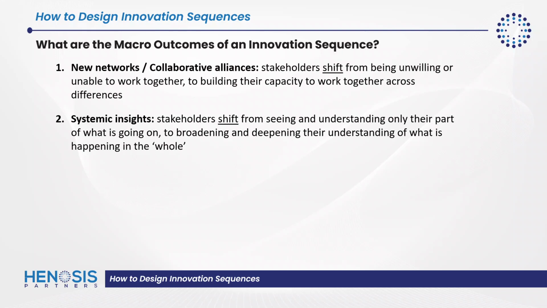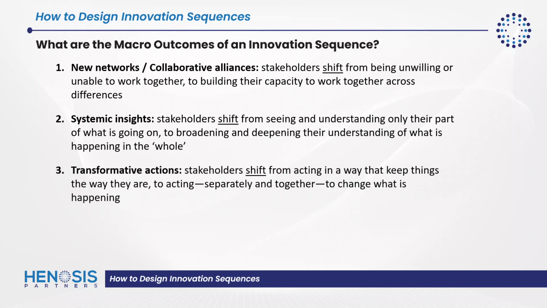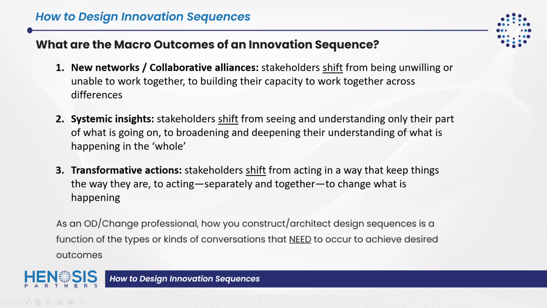Another outcome is that systemic insights are generated, as stakeholders shift from seeing and understanding only their part of what is going on to broadening and deepening their understanding of what is happening in the whole. And lastly, new transformative actions are generated, as stakeholders shift from acting in a way that keeps things the way they are, the status quo, to acting both separately and together in new ways to change what is happening, to transform the system. As an OD change professional, how you construct and architect design sequences is a function of the types or kinds of conversations that need to occur to achieve your desired outcomes.